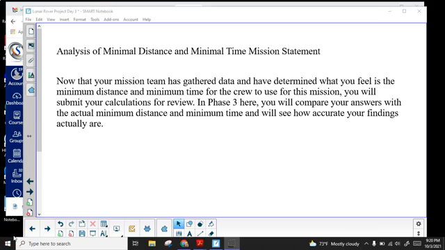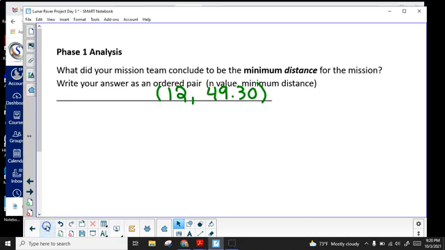Okay, now that your mission team has gathered data and determined what you feel is the minimum distance and minimum time for the crew to use for this mission, you'll submit your calculations for review. In phase 3 here, you'll compare your answers with the actual minimum distance and minimum time, and we'll see how accurate your findings actually are.